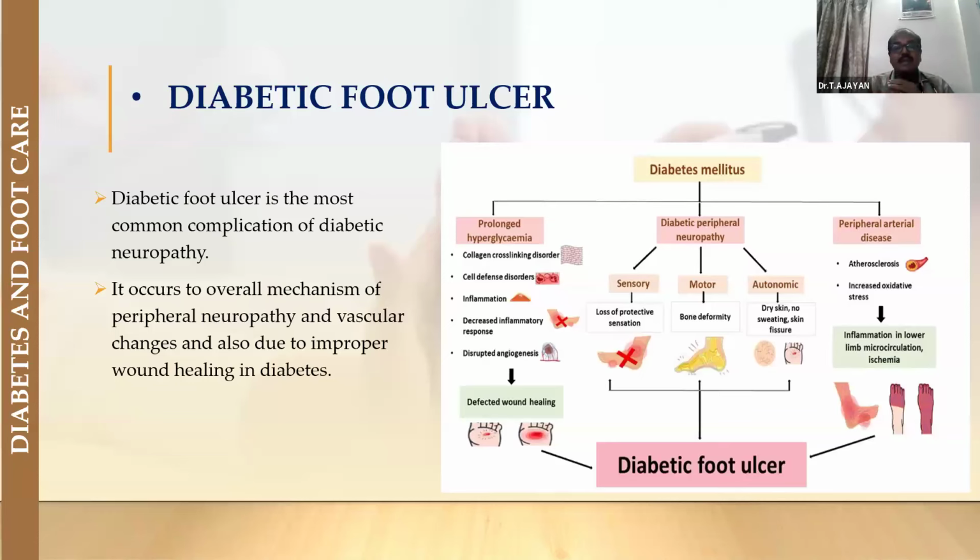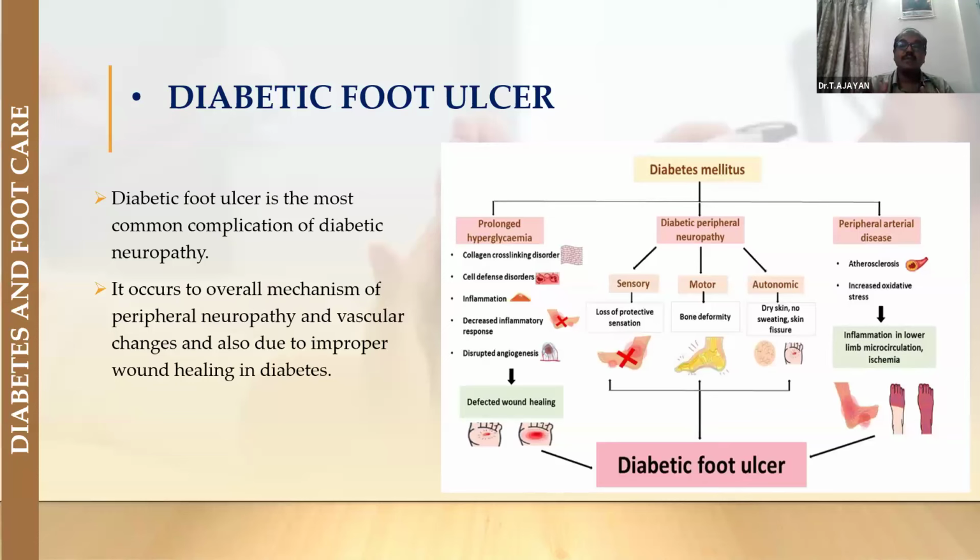There are three reasons behind diabetic foot ulcer. One is diabetic peripheral neuropathy. The other two are prolonged hyperglycemia and peripheral arterial disease. Peripheral arterial disease follows atherosclerotic changes, which we already discussed: the endothelium is damaged, followed by platelet adhesion. That is called atherosclerotic change, followed by increased oxidative stress. That is peripheral arterial disease.